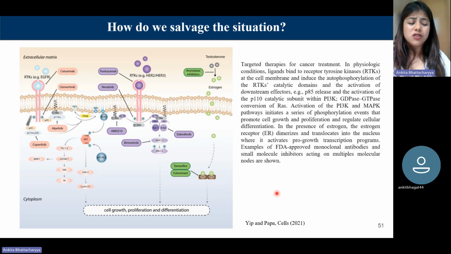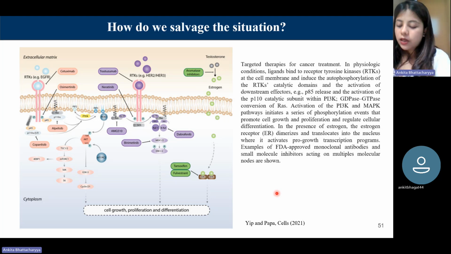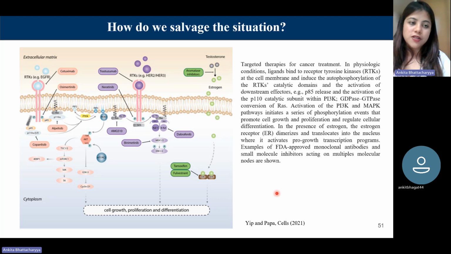And it is something which is practically easier to translate. When I say translate, it means something which can be used for patients. While immunotherapy and all the current advancements that are going on are very promising, they are less close to clinical use as compared to these strategies.